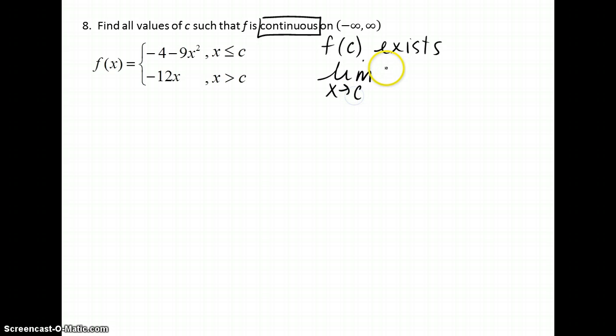Number 8, find all values of c such that the function is continuous for the real number line. Okay, so continuity at a point. Function exists. Limit exists. And the last condition, those y values are the same number.